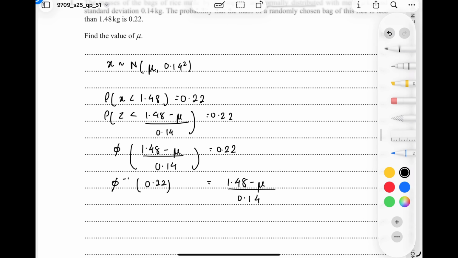So what are we gonna do? The best thing to do right now is negate this entire value. So just put negative, and then we'll do phi inverse of 1 minus 0.22, which is equal to this entire value over here. Let me write it down real quick. So we're just going to ignore the negative. We're just going to keep it here, right? And we're going to find phi inverse of this, which is 0.78, I think. Yeah, it is 0.78.